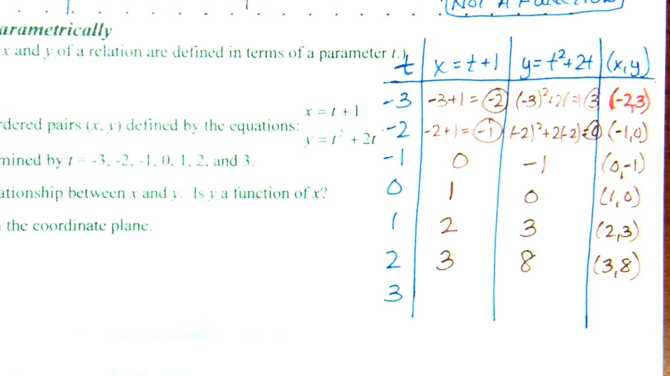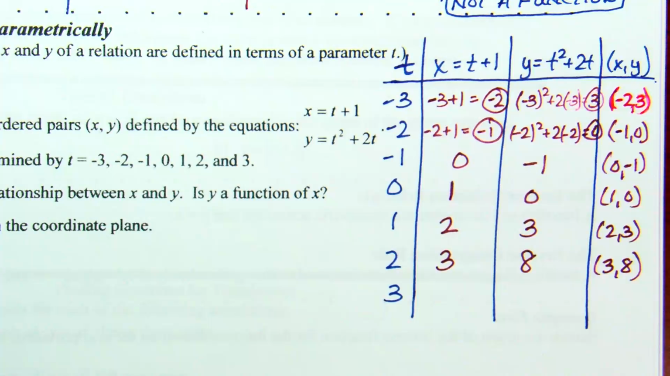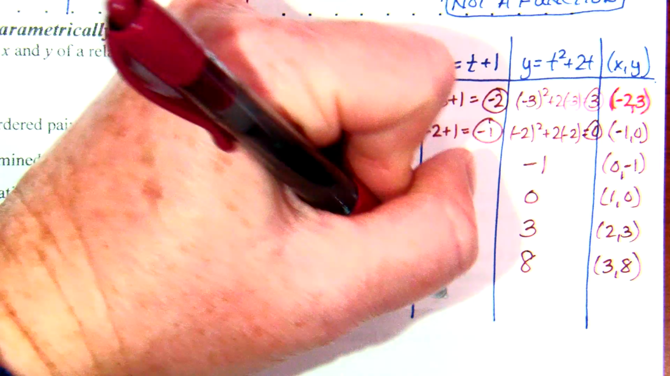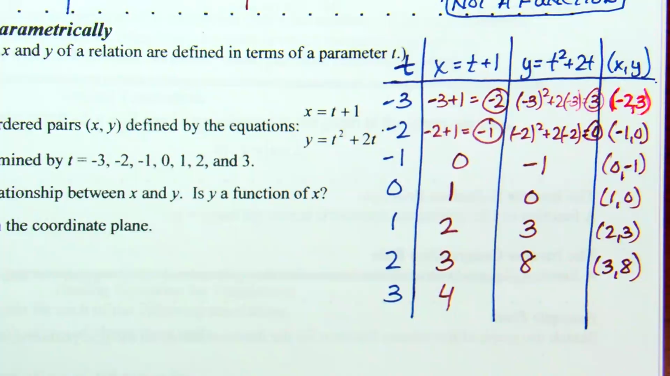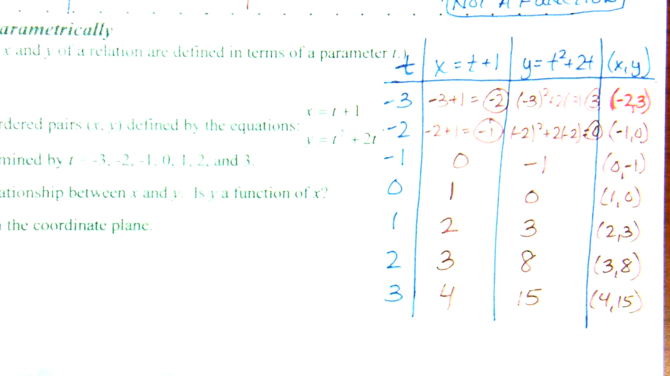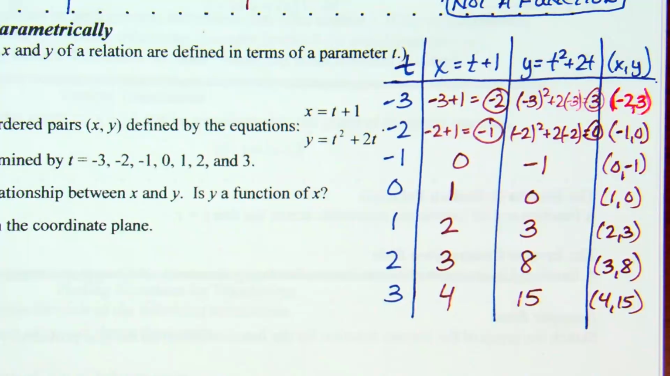Plug in 3. 3 plus 1? 4. And 3 squared plus 2 times 3. So 9 plus 6, 15. Ordered pair of 4, 15. So that's not difficult work, right? I mean, be careful of your silly math mistakes, but not horribly difficult math there.